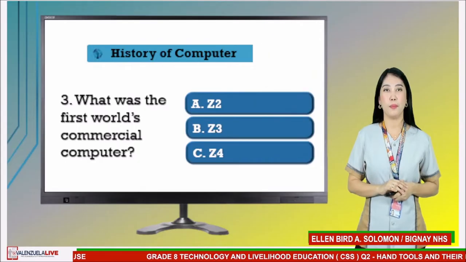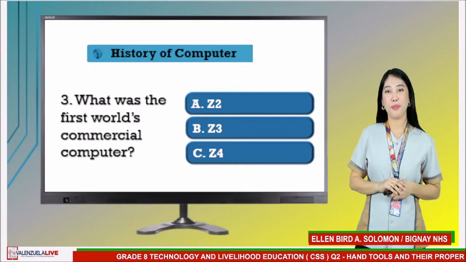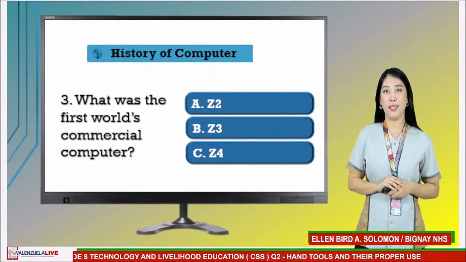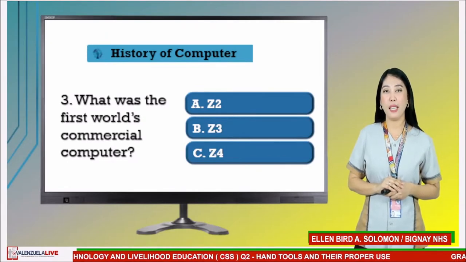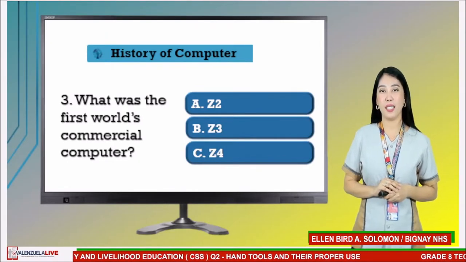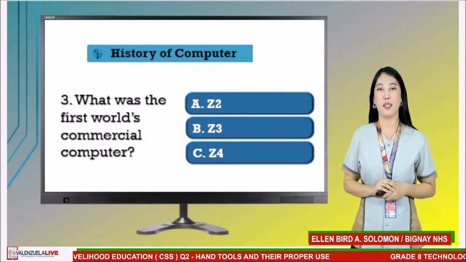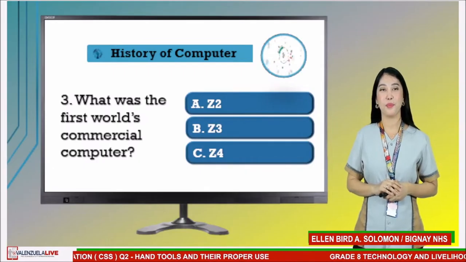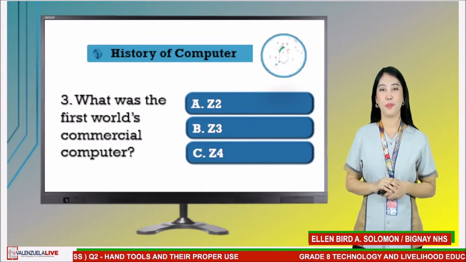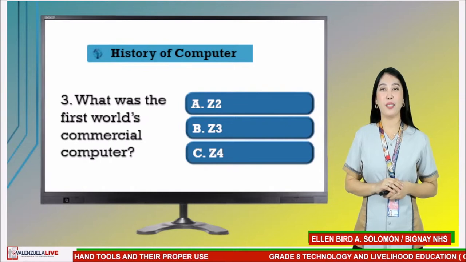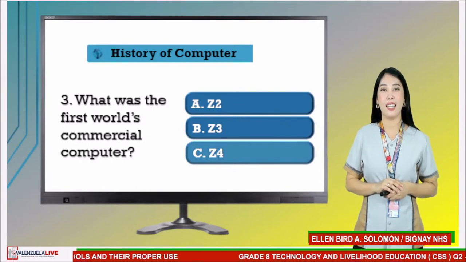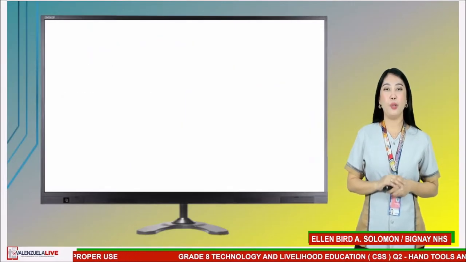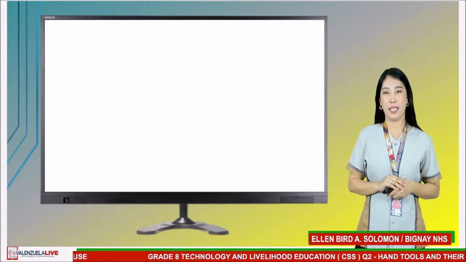Oh, sorry. For number three, what was the first world's commercial computer? A, Z2, B, Z3, or letter C, Z4. Your timer starts now. Okay, the correct answer for number three is letter C. Amazing. So, you have really good listening skills.